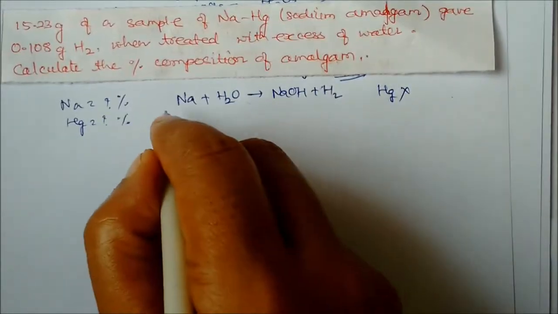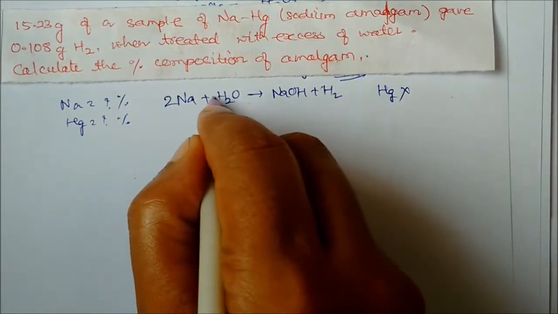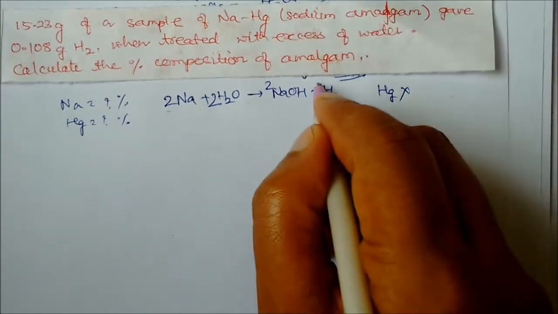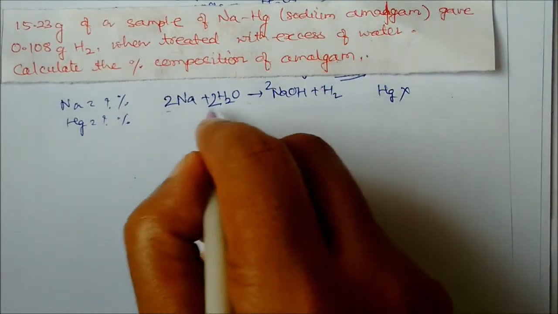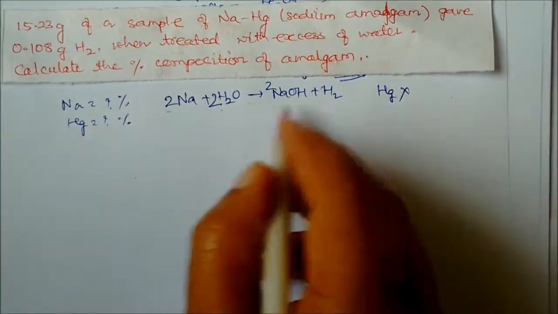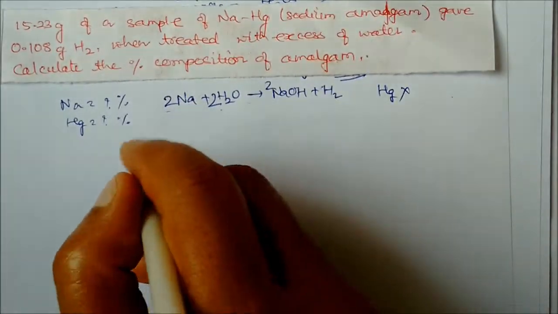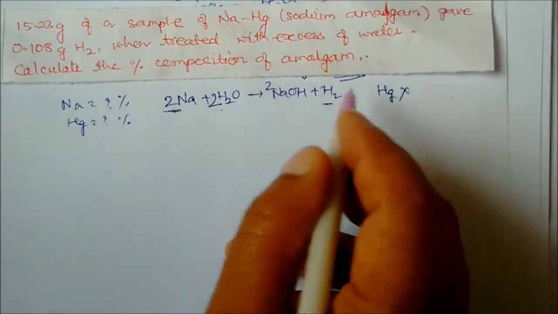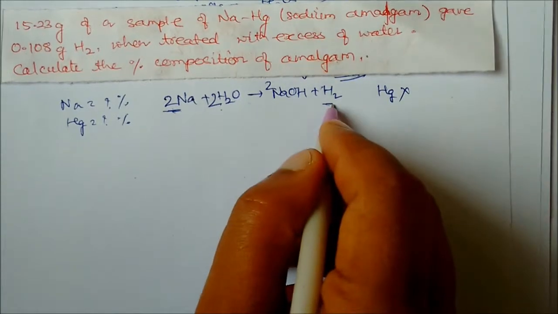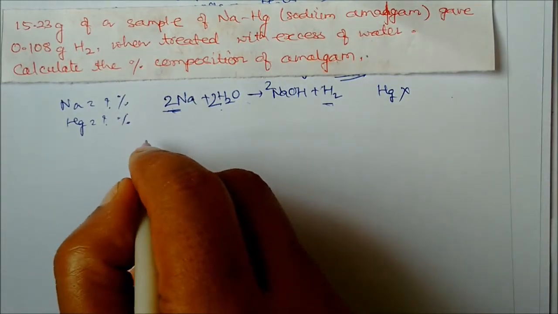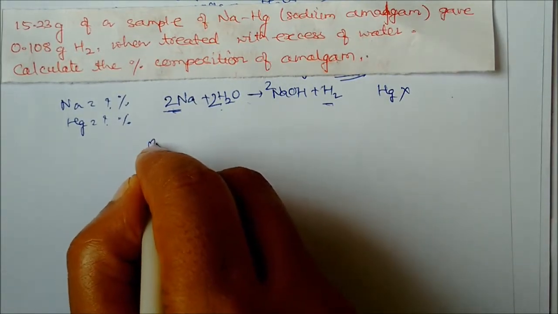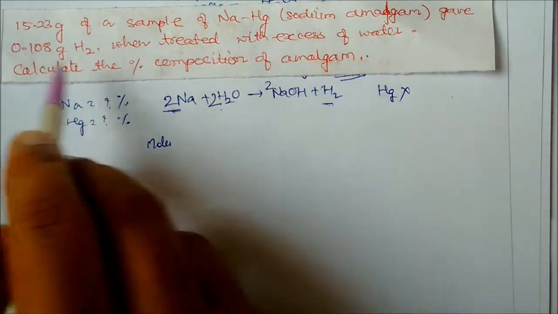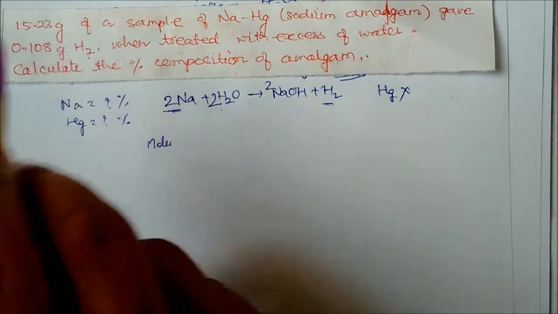So you balance it. On balancing you will get 2, this will get 2, and here you will get 2 sodium, 4 hydrogen. So here you write 4 hydrogen, 2 plus 2, 4 hydrogen. Now this is balanced. So you can see here 2 moles of sodium is giving 1 mole of hydrogen. So what is the moles of hydrogen? We are given 1.52 gram sample which contains sodium. Hydrogen, we know, is 0.108 gram.